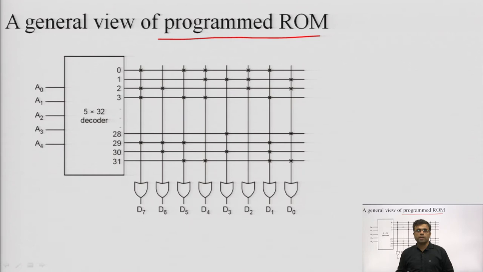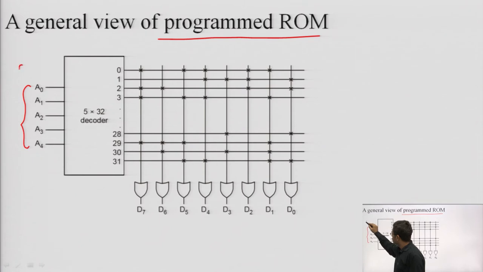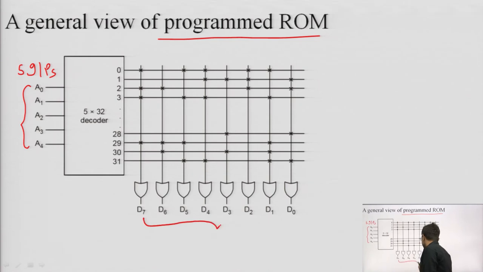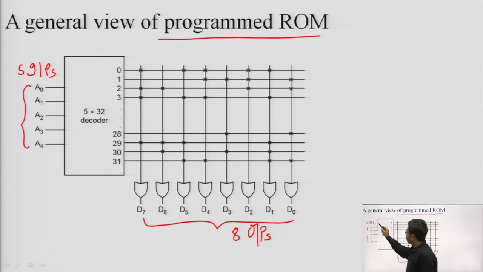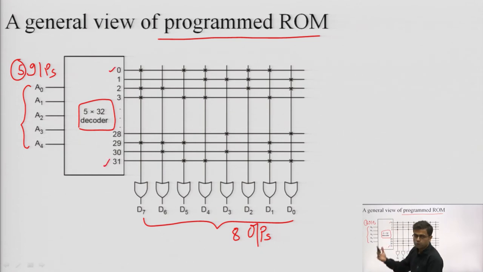So, after programming, how is a ROM going to look? This is a ROM which is having 5 inputs and 8 outputs. And what is the relation? For 5 inputs we have to choose a decoder. Which decoder will be suitable for 5 inputs? That will definitely be the decoder which is having 2 raised to power 5 outputs. That means, a 5 cross 32 decoder is chosen, which is having outputs from 0, 1, 2 up to 31. So, 32 outputs are there.